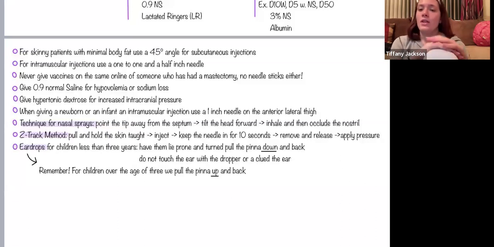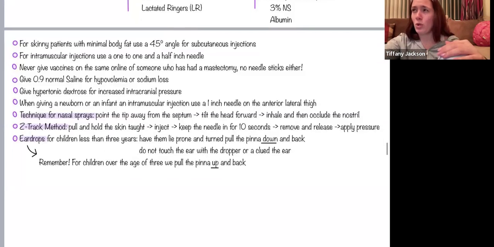Eardrops: if you have a child less than 3 years old, the pinna goes down and back. However, for adults and children over the age of 3, we pull the pinna up and back. We never touch the ear with the dropper, and we don't want to occlude the ear.